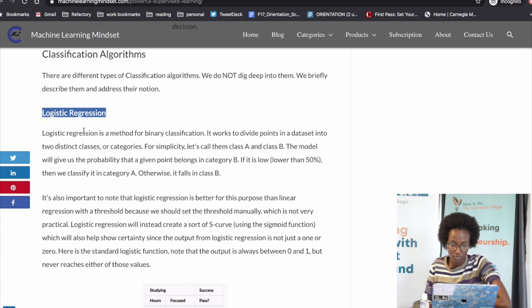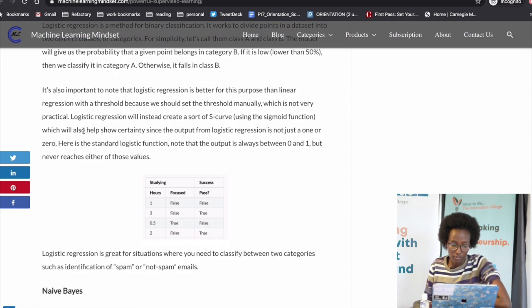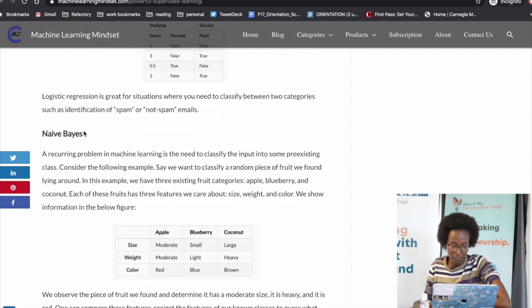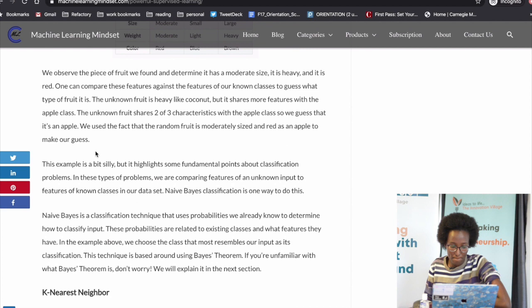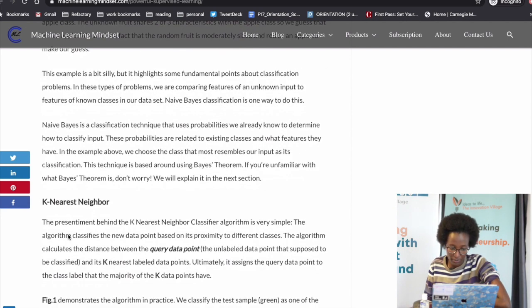So we first saw logistic regression, which is a binary classification method. And now we've seen naive Bayes, which is a classification technique that uses probabilities we already know to determine how to classify a particular input. And then now we are going to see k nearest neighbors. This is also a bit popular.